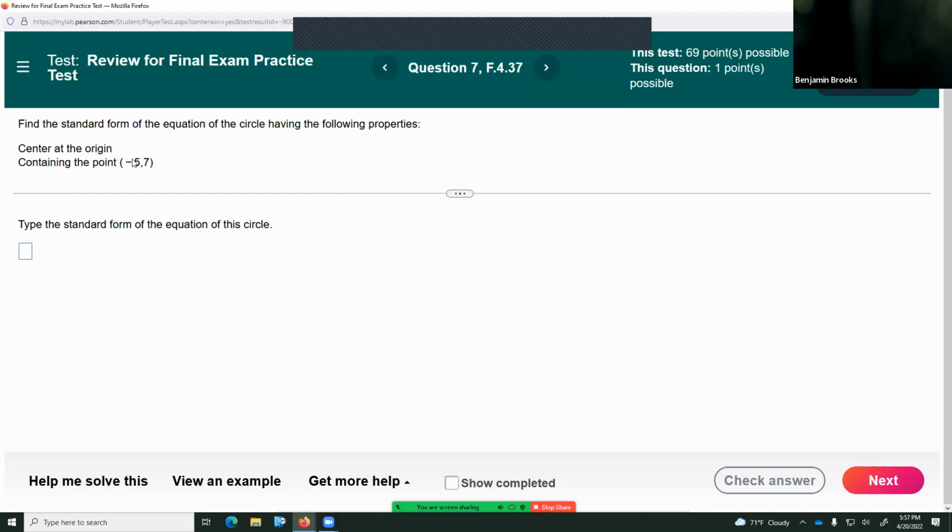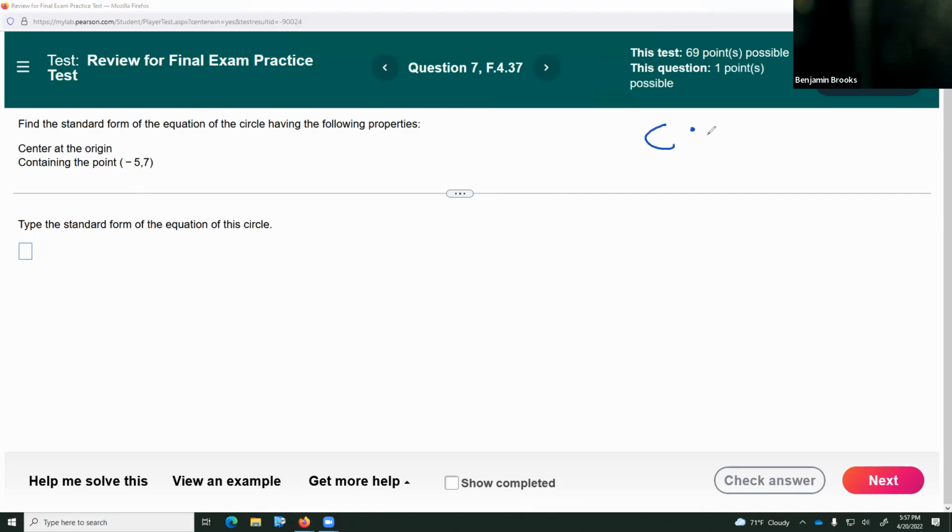All right, center at the origin containing the point -5, 7. The reason I'm trying to spend a little bit more time at the front end is because this is stuff that I'm sure some of y'all have forgotten how to do. I'm assuming that the back end, y'all kind of know how to do a lot of that, but I want to make sure that with the front end stuff, you don't miss the easy stuff. All right, so the center is at the origin.